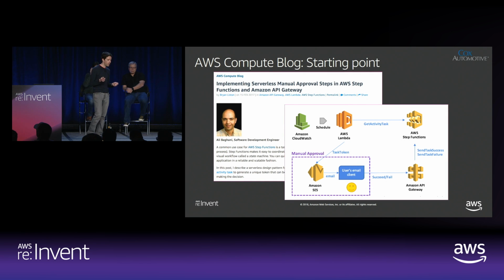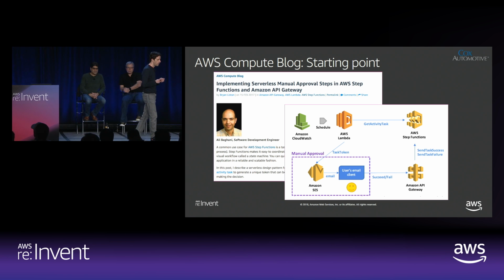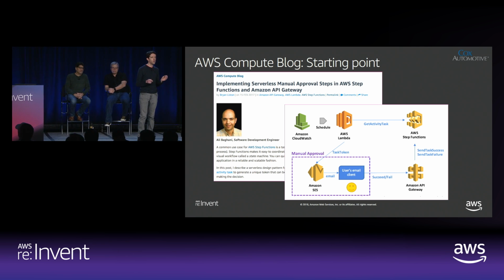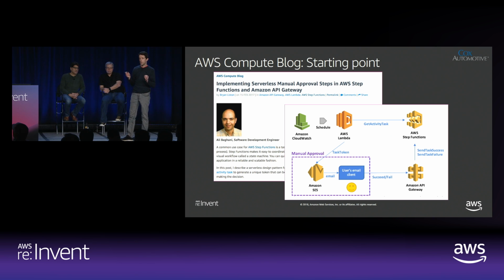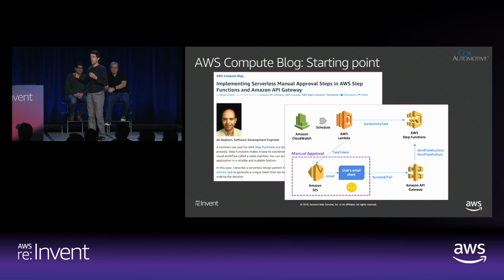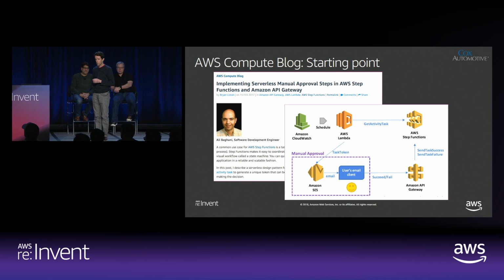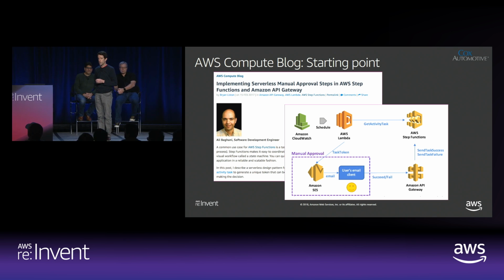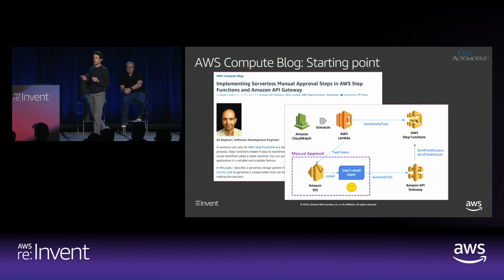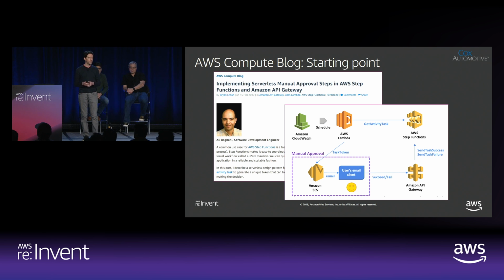Thanks to Ali, this was our starting point: this AWS blog. It provides a very basic example, but the value is that you're running this process that can, as Andy said, take up to a year before the state machine will fail. And that allowed us to get this human-in-the-loop feedback before a model is promoted to production.